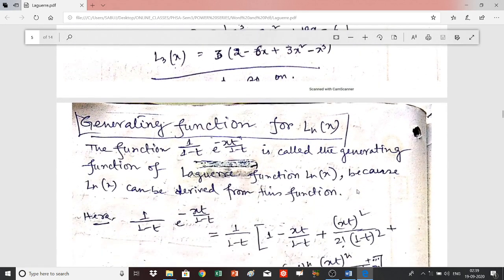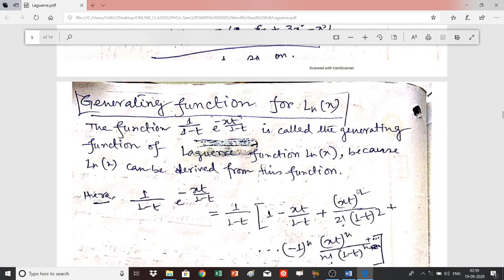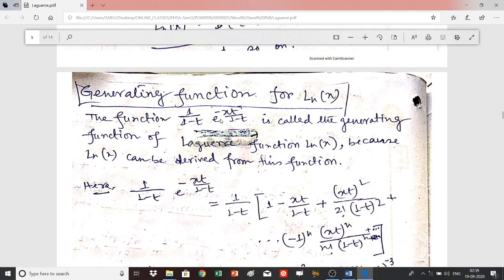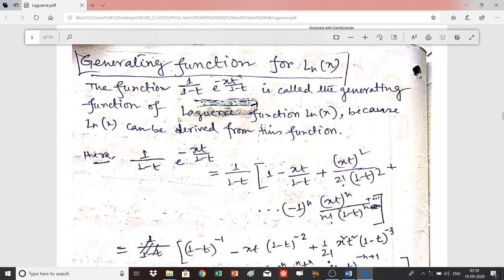Now the next topic is the generating function for Ln(x). The generating function for Ln(x) is written as 1 by (1 minus t) e^(-xt/(1-t)), and it is called the generating function for Laguerre polynomials Ln(x), because Ln(x) can be derived from this expression. Here I have written this term, and it can be written as 1 by (1-t).